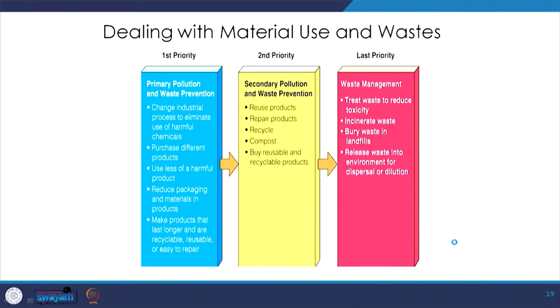So, when we are talking about the material use and waste, there are three distinct priorities. The first priority is to prevent the waste and primary pollution, reducing the amount of waste which is generated. We have to reduce the different types of product consumption and thereby the generated waste. For example, reduction in the packaging waste, reduction in the food waste, reduction in the paper waste, reduction in all types of waste that is possible.